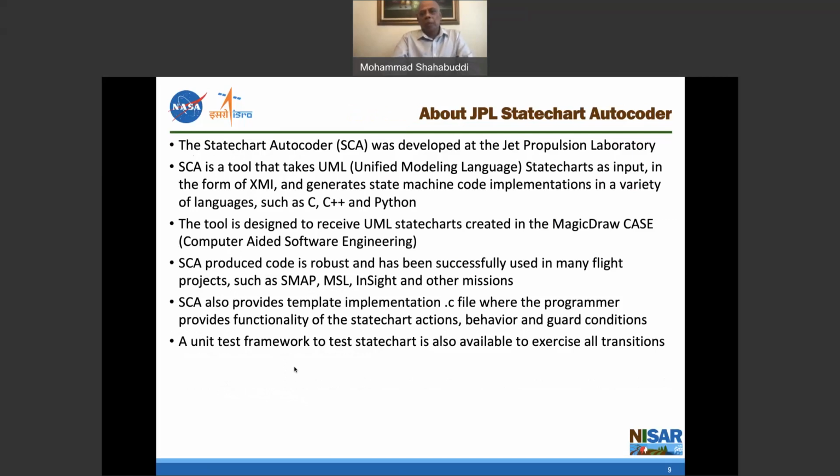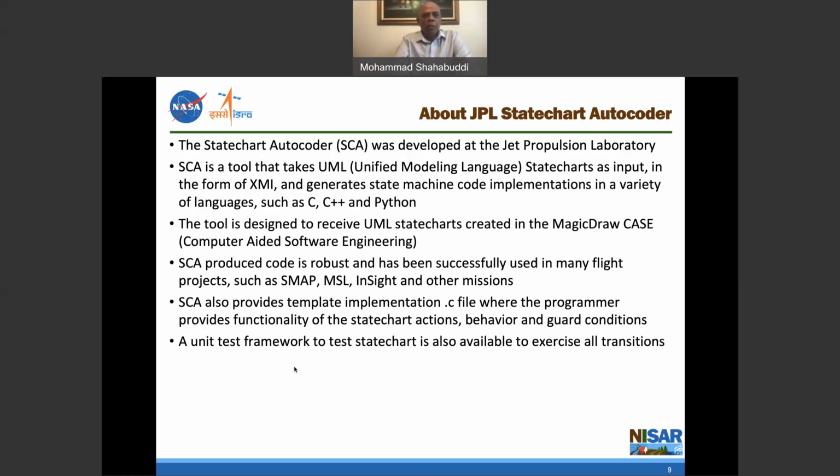So a little bit about the JPL state chart AutoCoder. The state chart AutoCoder, we call it SCA, was developed here at JPL. SCA is a tool that takes UML, the Unified Modeling Language, state charts as input in the form of an XMI, and generates the state machine code implementation in a variety of languages such as C, C++, and Python. The tool is designed to receive UML state charts created in Magic Draw, which is a computer-aided software engineering tool.